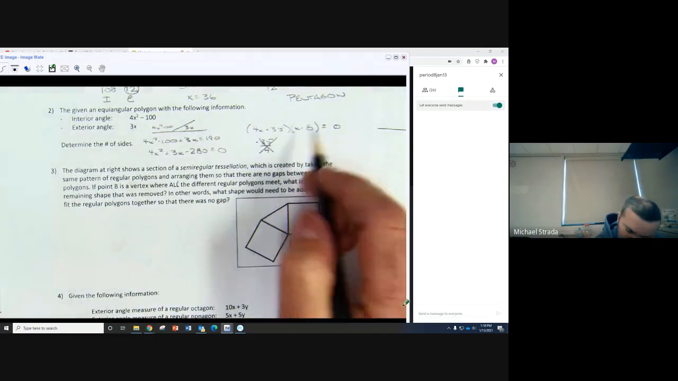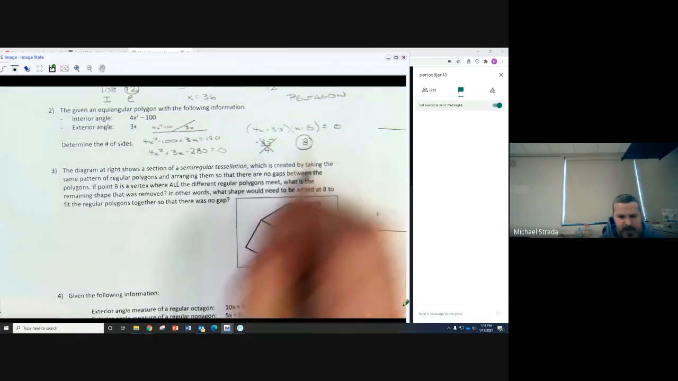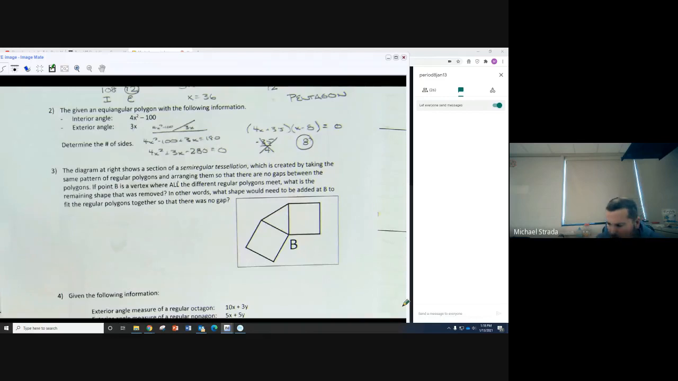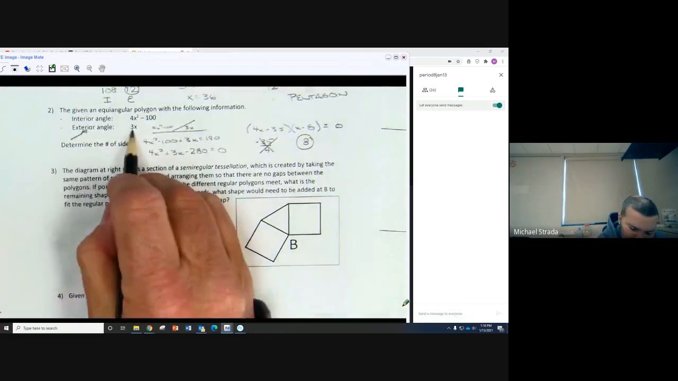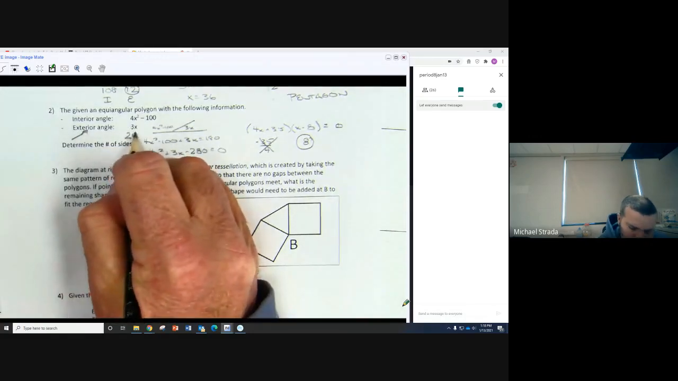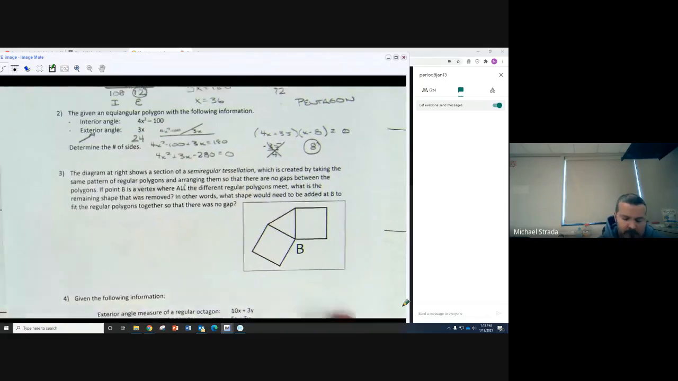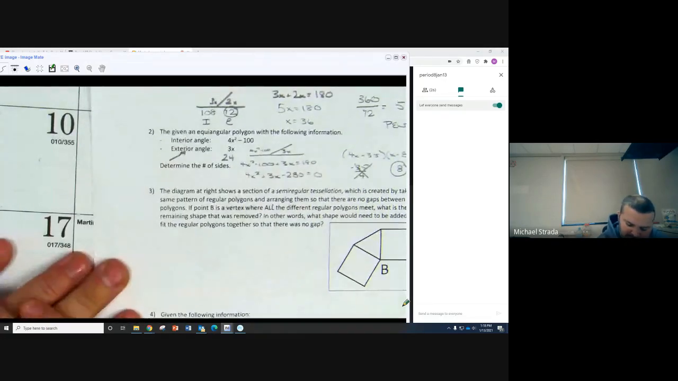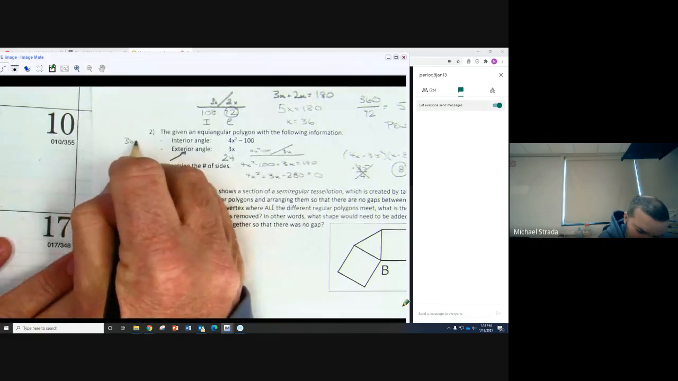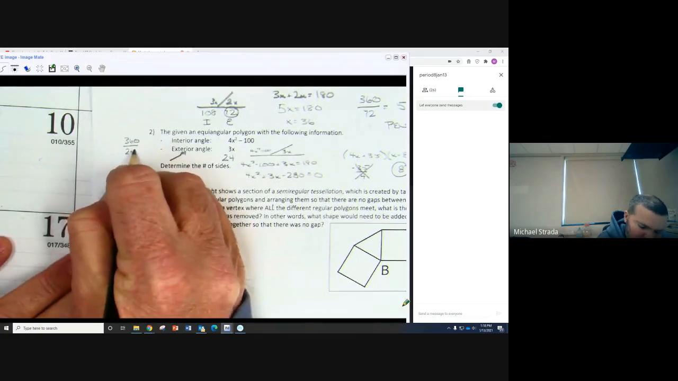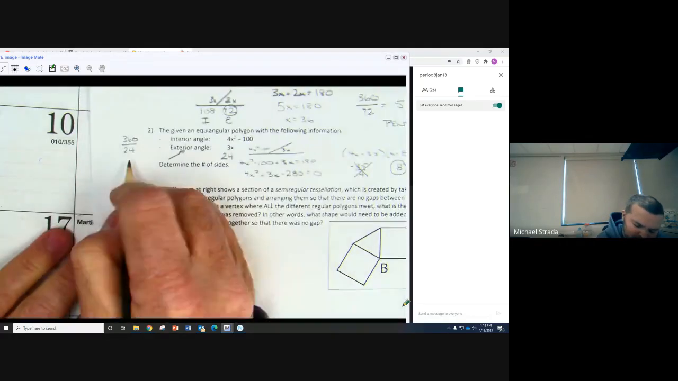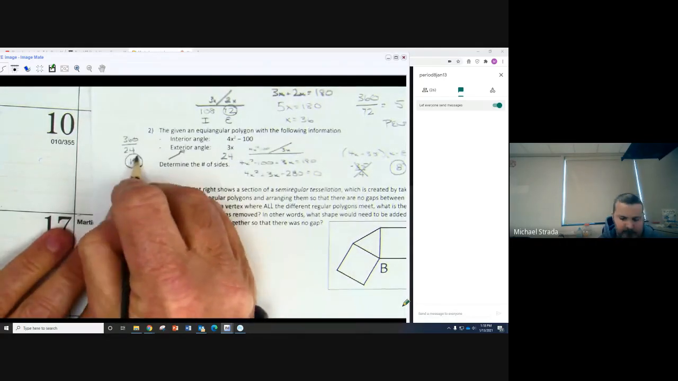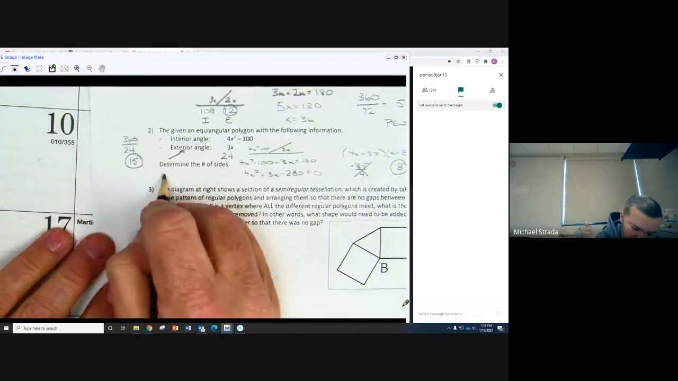The opposite of negative 8 would be 8, so 8 is my only actual solution. I then plug it in. Personally, I'm only going to plug it into the exterior, and you'll see why. 3 times 8 is 24. And we know the exteriors add up to 360, and we know each one measures 24. So to get the number of sides, I can just do 360 divided by 24, and my answer is 15. So that, ladies and gentlemen, is a 15.